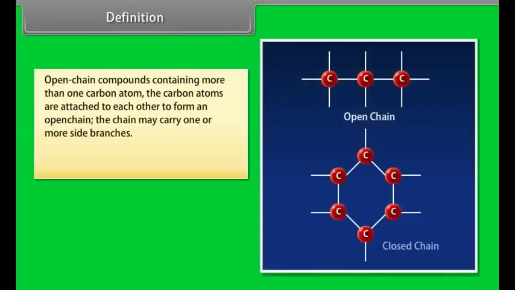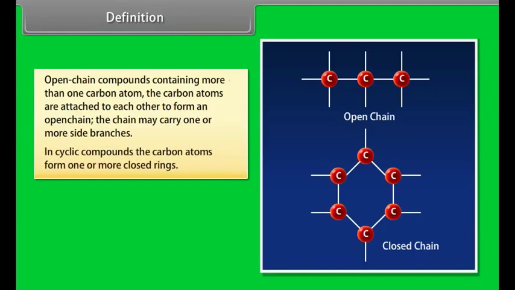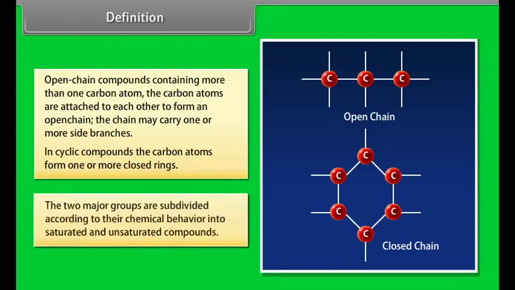Open chain compounds contain more than one carbon atom. The carbon atoms are attached to each other to form an open chain. The chain may carry one or more side branches. In cyclic compounds, the carbon atoms form one or more closed rings. The two major groups are subdivided according to their chemical behavior into saturated and unsaturated compounds.